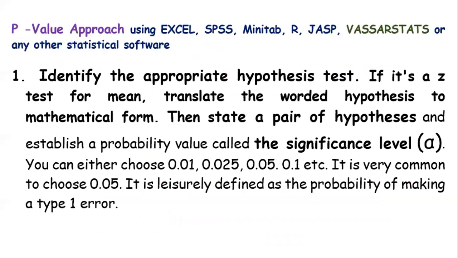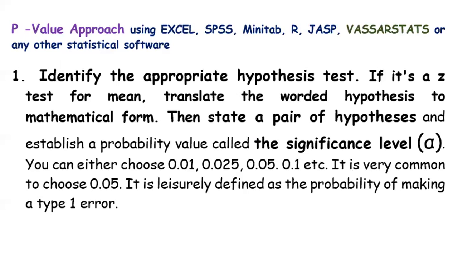So here we're going to outline the steps for the p-value approach using Excel, SPSS, Minitab, R, JASP, VASA Stats, or any other software that you are using. First, you identify an appropriate hypothesis test based on the situation you have. So it could be a z-test for mean, or it could be a t-test. All right. Now you also have to state a pair of hypotheses. The pair of hypotheses is either called the H0, which is the null, or the HA or H1, which is the alternative. Now these hypotheses are statements based on the population mean. Okay.